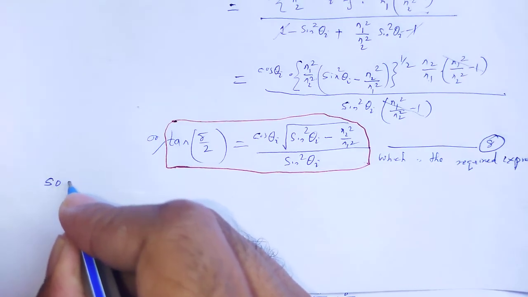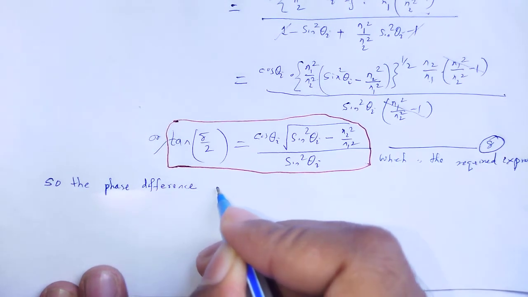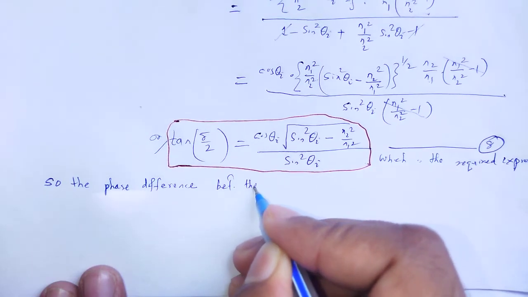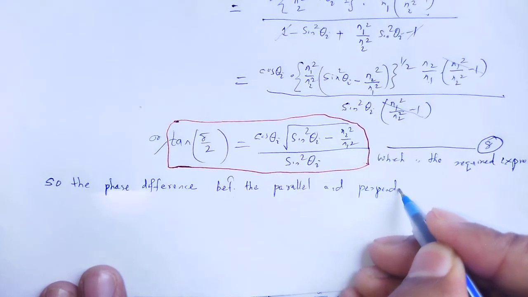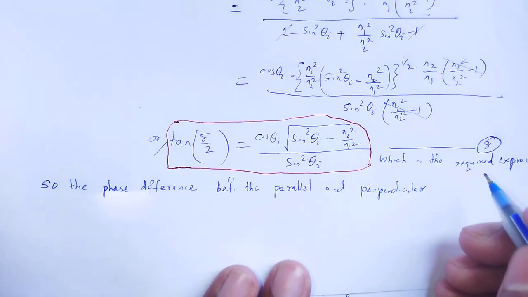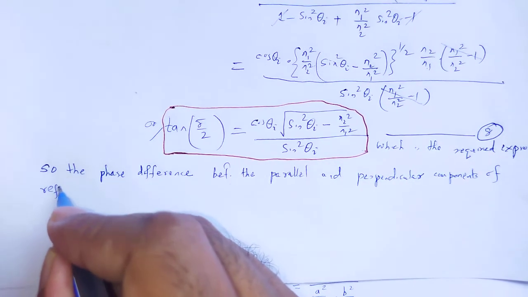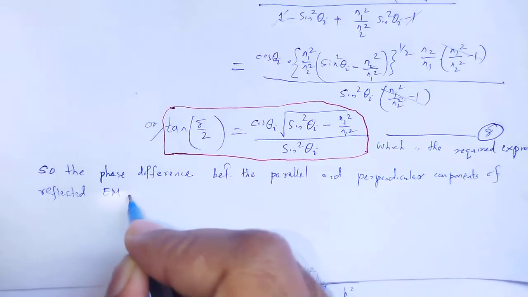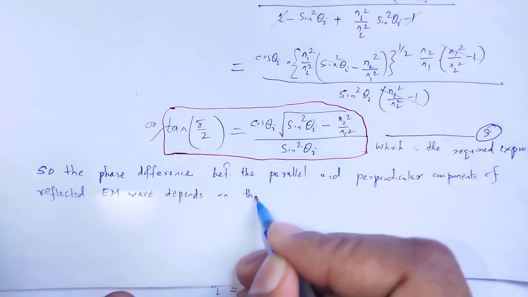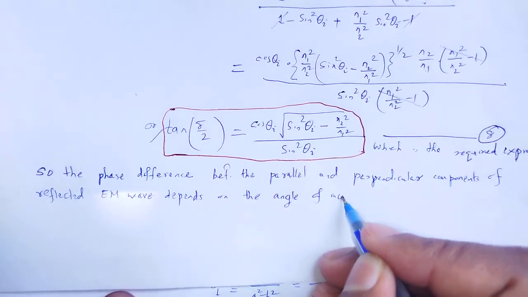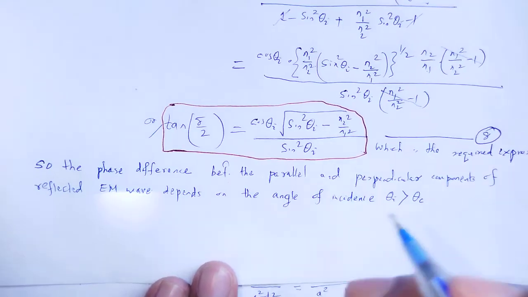So that phase difference between the parallel and perpendicular components of the reflected electromagnetic wave depends on the angle of incidence, where theta is greater than the critical angle.